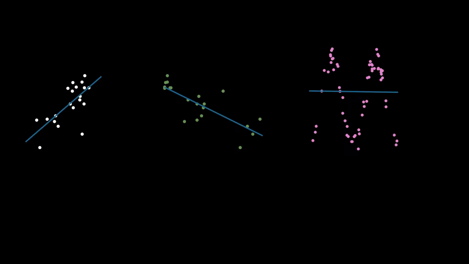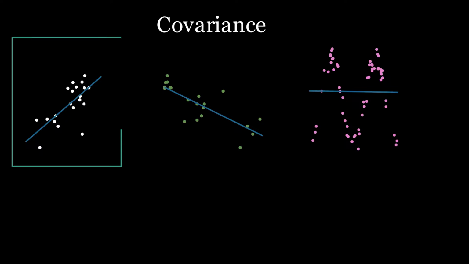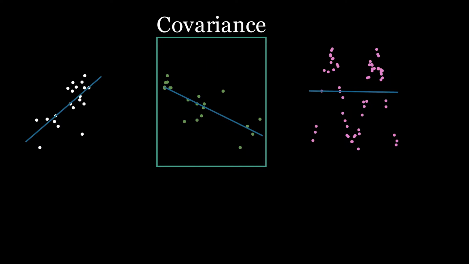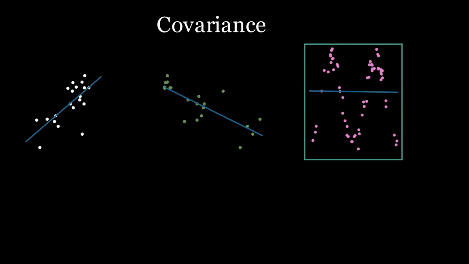How do you quantify a linear statistical relationship between two variables? This video gives a visual and intuitive introduction to covariance, one of the ways we measure a linear statistical relationship. Covariance values above zero mean positive linear relationship. Negative covariance values indicate negative linear relationships. And covariance values close to zero indicate no linear relationship between two variables.